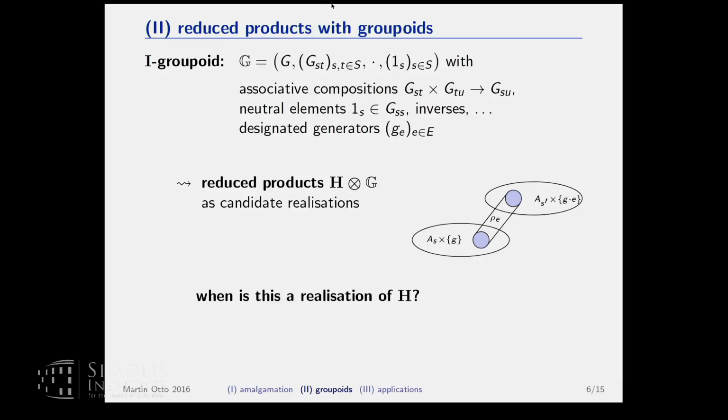Right, and indeed, you can perform a natural product with this kind of groupoid right away. Right? You use the groupoid elements as addresses for copies of structures of type AS or AS prime, and you link them according to this. If the address that you have here gets modified to become the address G times E for a generator E, then you link these two copies according to the row E that told you how to glue copies of this kind. Right? Question is, when is this a realization in the sense of this definition that I had?